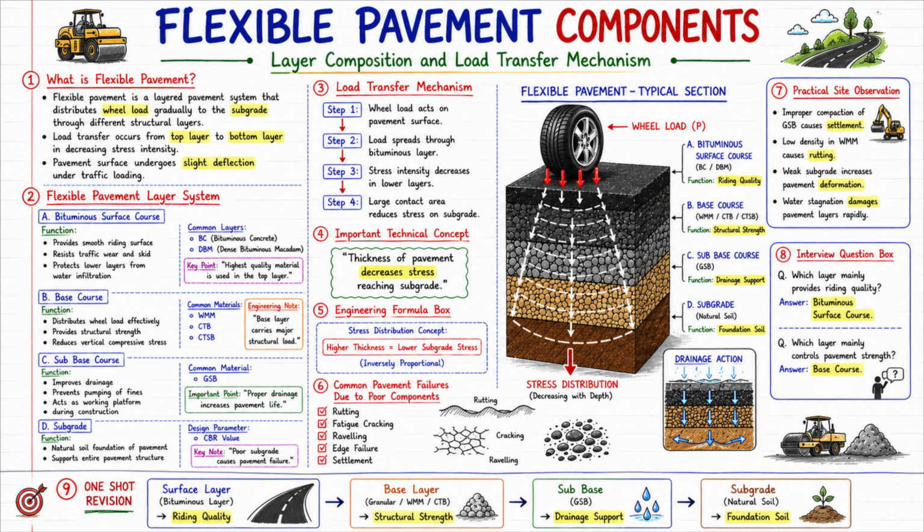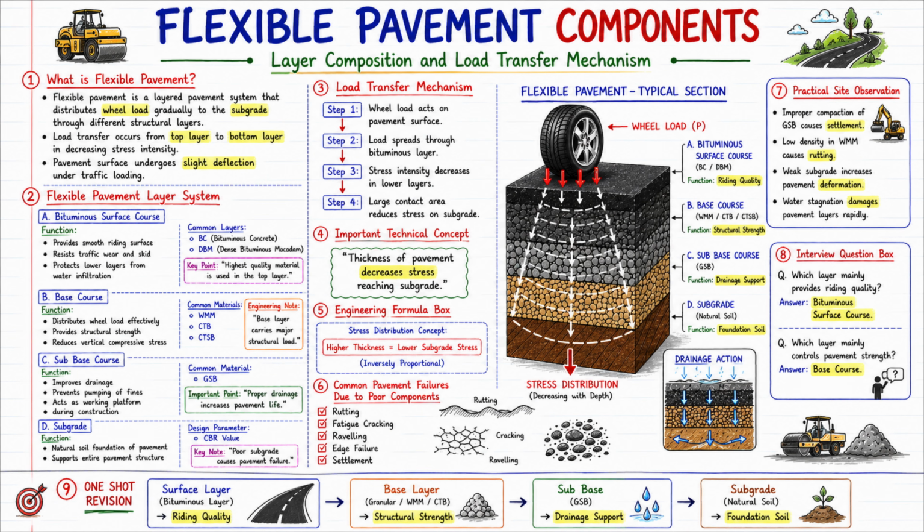Now look at the big diagram on the side. Flexible pavement typical section. The tire load is visible above. The white arrows below show the stress distribution. The load is spreading while going down. And below it is written: stress distribution decreases with depth. That is, the stress decreases as the depth increases.